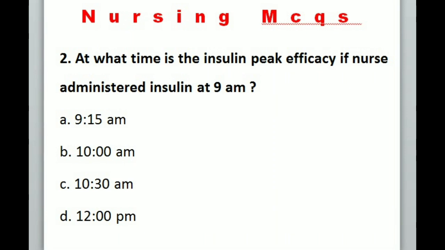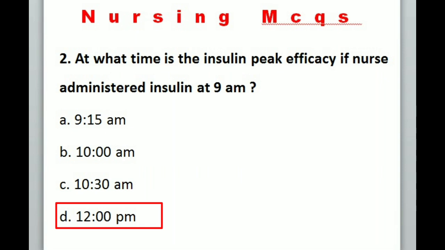2. At what time is the insulin peak efficacy if the nurse administered insulin at 9 a.m.? A. 9:15 a.m. B. 10 a.m. C. 10:30 a.m. D. 12 p.m. Correct option is D. 12 p.m.